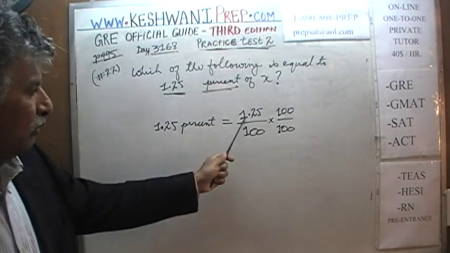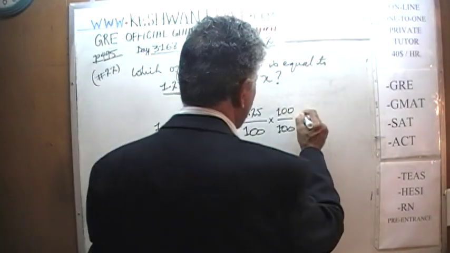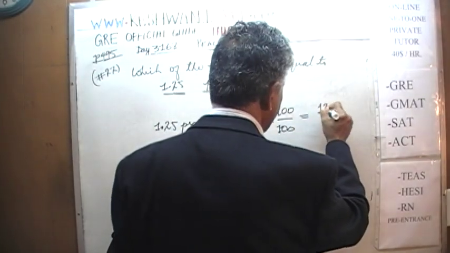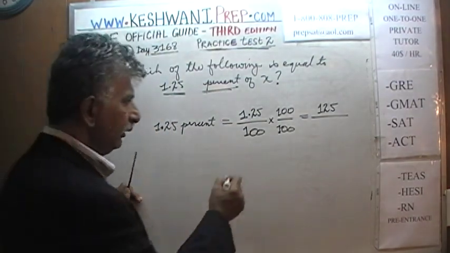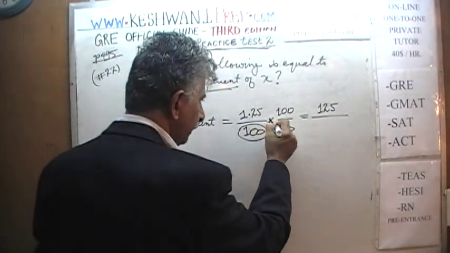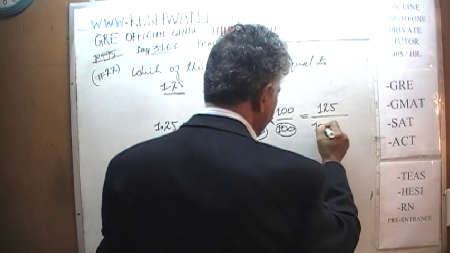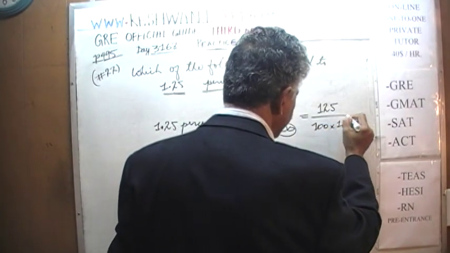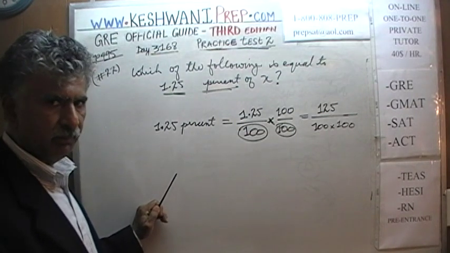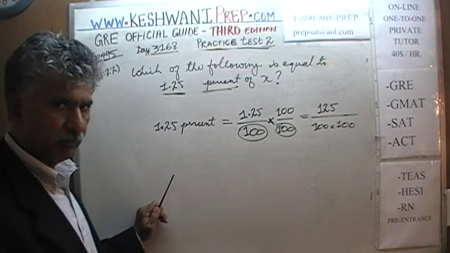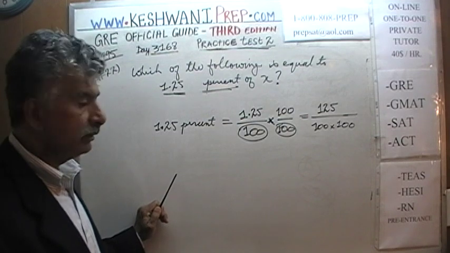So 1.25 times 100 boils down to 125 over, and what do we have at the bottom? On the bottom we have 100 times 100. Just leave it like this, don't fuss about it. Are you still with me? Don't multiply out 100 times 100. Just leave it like that, as I said already three times.